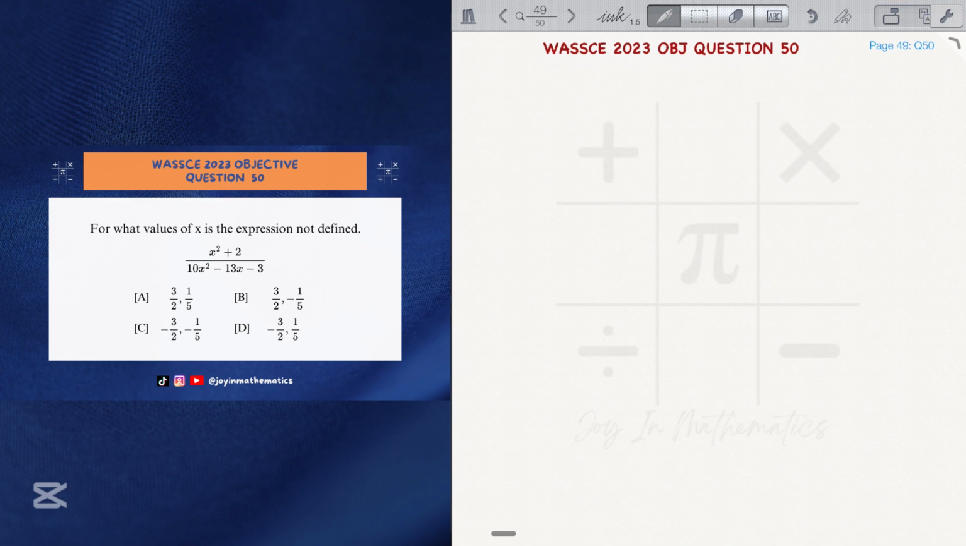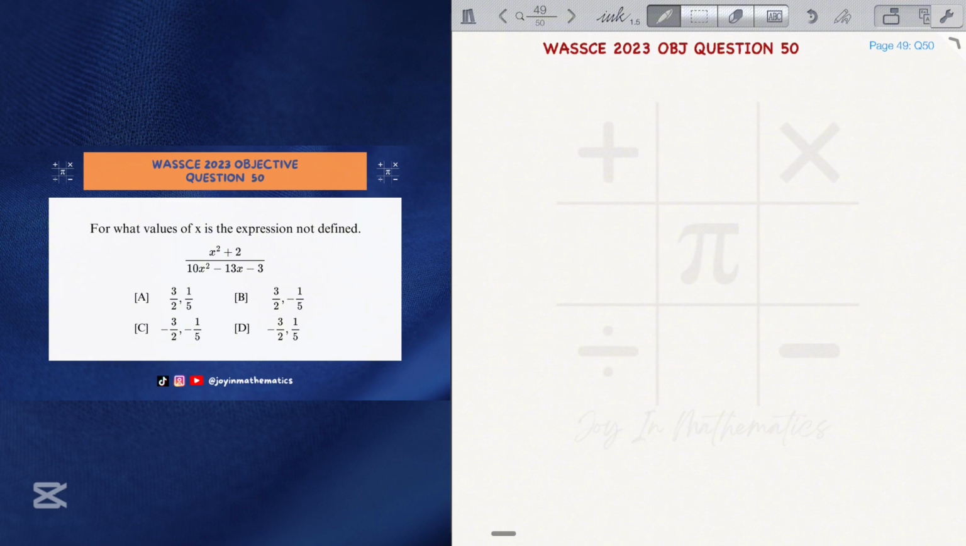Final question in WAEC 2023 objective section, question number 50. If you have enjoyed this lesson so far, ensure you like and subscribe, and share with your friends. WAEC 2023 objective question 50.